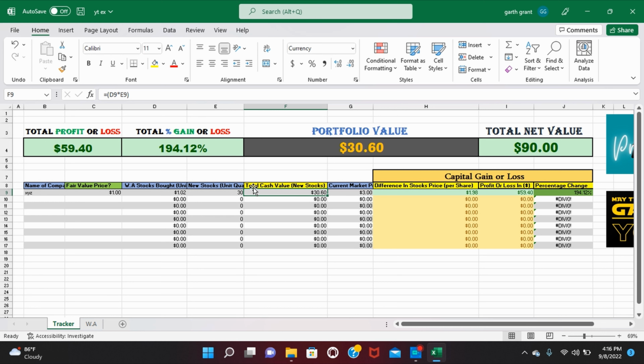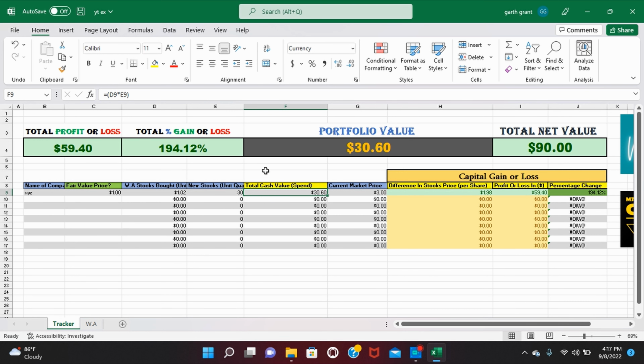So the yellow one, as I say, you don't touch the yellow one. So total cash value spent would be this. It's really just a simple calculation of multiplying this by this. So weighted average price times that, and then the market price is what price the stock is selling at right now. So say I go with something like $1.50.